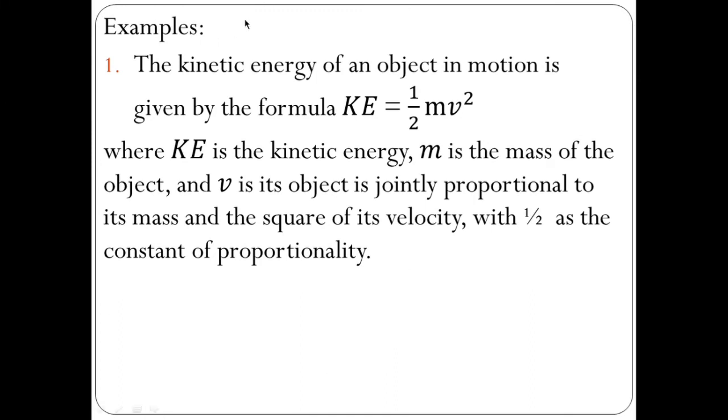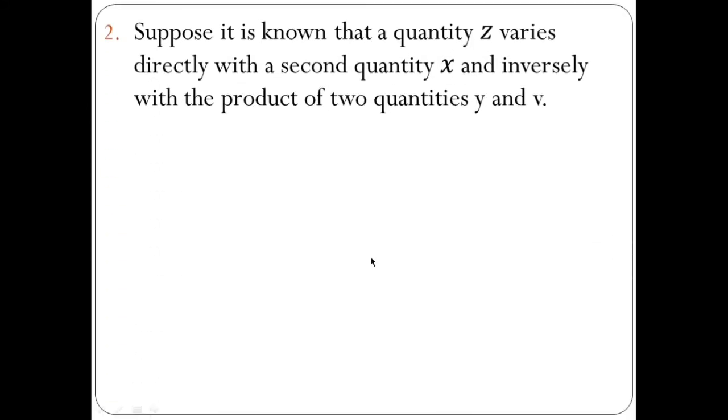Number 1, the kinetic energy of an object in motion is given by the formula KE equals 1/2 m times v squared. So, ito class, example lang naman to class ng joint and combined variation, where KE is the kinetic energy, m is the mass of the object, and v is its velocity. The kinetic energy of an object is jointly proportional to its mass and the square of its velocity with 1/2 as the constant of proportionality. Okay, so example number 2.